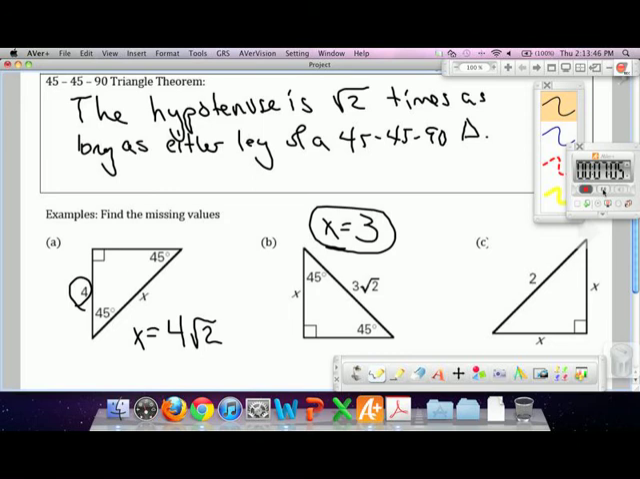We could also use this new idea. What times root 2 is 2? If I took square root of 2, what would I need to multiply it by to get 2? Itself. So root 2 times root 2 is 2. Or that means each of these guys better be root 2.